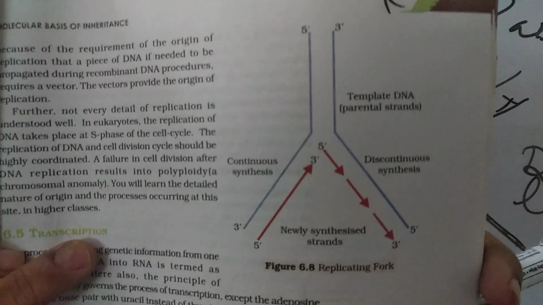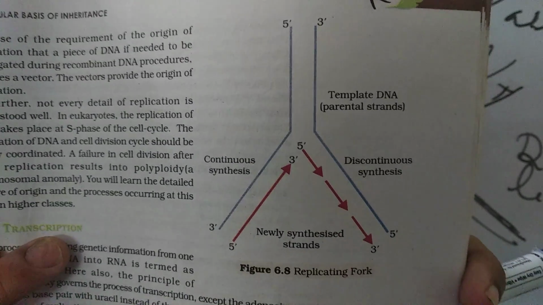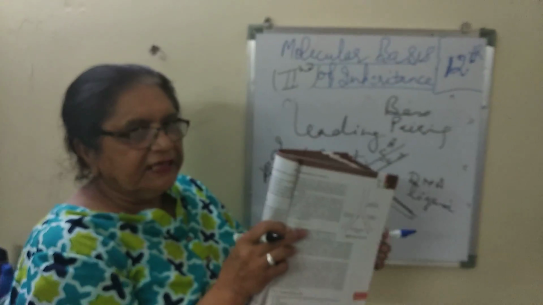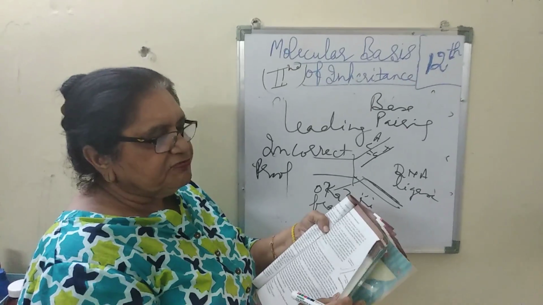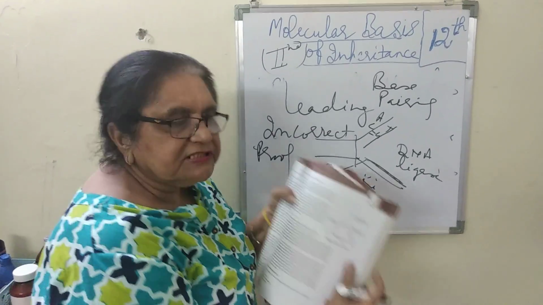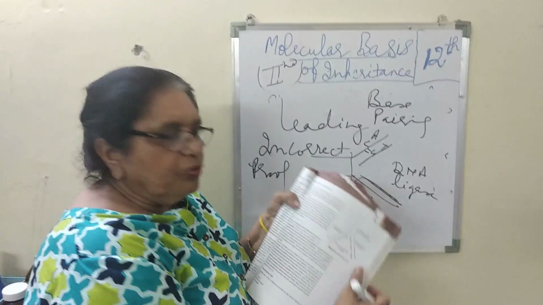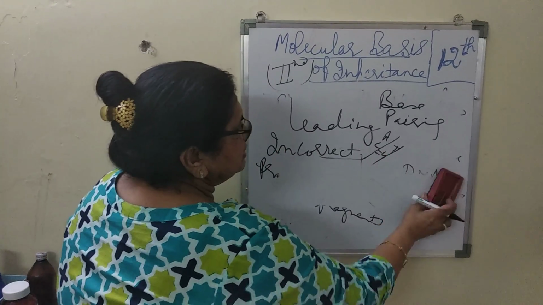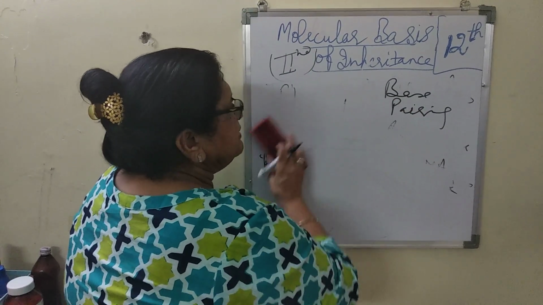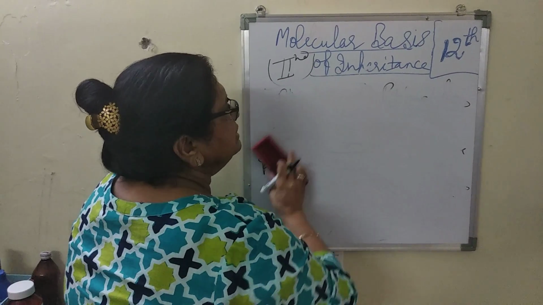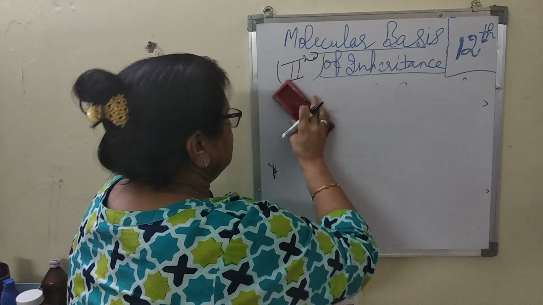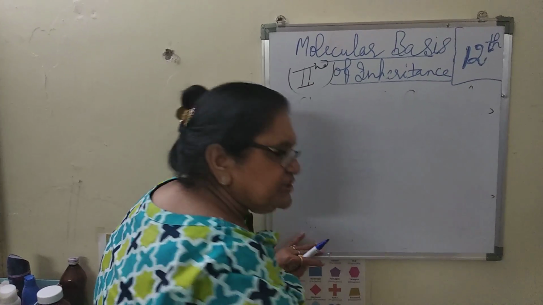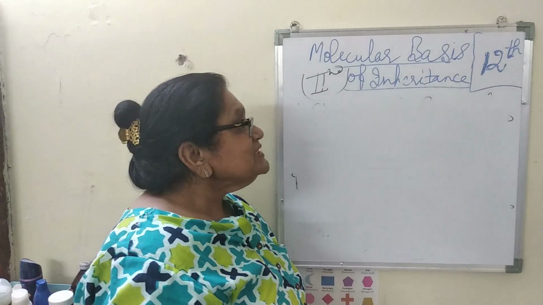This is the strand. Sometimes they give only the strand and you have to label the various parts. They give arrows and ask which one is parental, which is newly synthesized, which is the old strand. So that is replication fork formation. It means semi-conservative replication, another property of DNA which acts as genetic material.